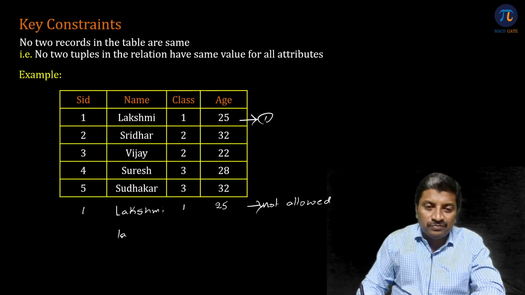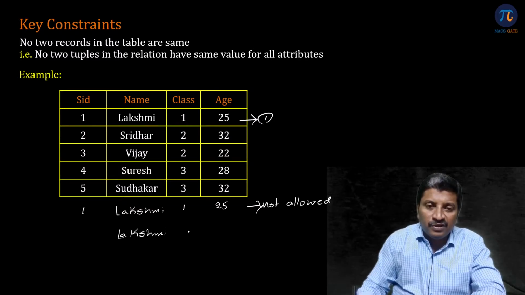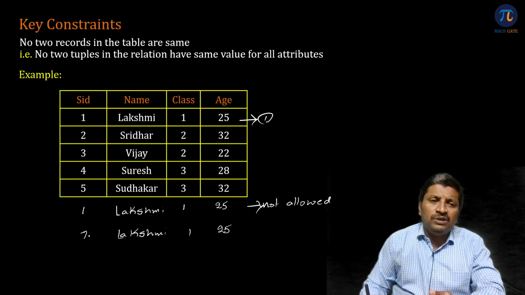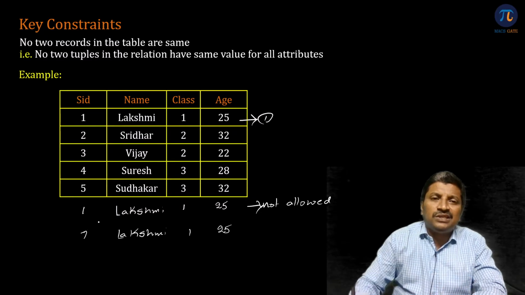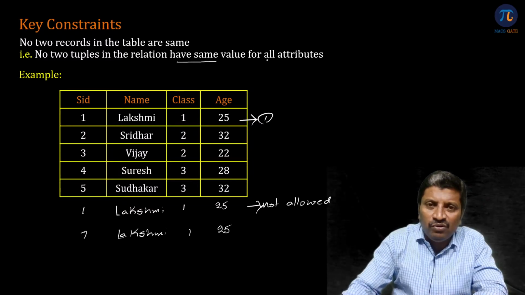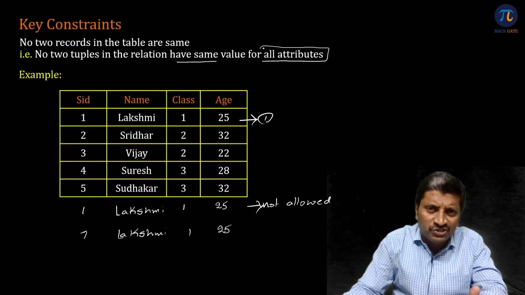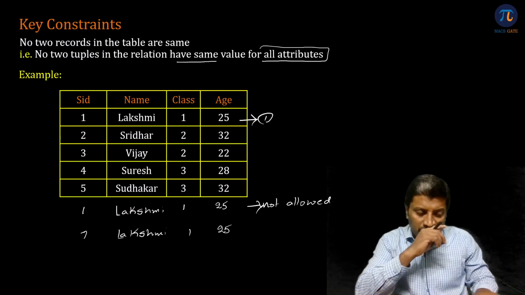That means Lakshmi, class, age, at least the ID. Suppose the ID is 7, then fine, no issue. So they have two different values for the attribute SID. That's the meaning of it. Please check it, sir. They should not have the same value for all the attributes. They may have the same value for some of the attributes, but not for all attributes. This is about key constraints.